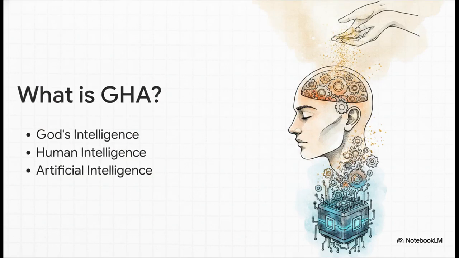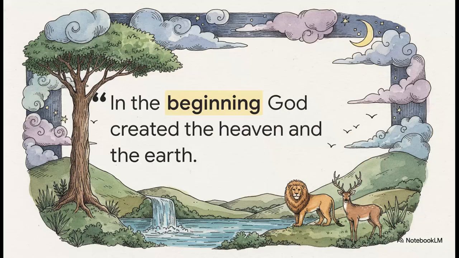The dramatic reveal here is that GHA actually stands for God's intelligence, human intelligence, and artificial intelligence. And this sets up the profound philosophical journey we're about to take. Fisher Test builds this entire framework to explore the relationship between these three specific tiers of intelligence and how one directly cascades down into the next. To really grasp this framework, we have to start right at the starting line of the historical timeline.